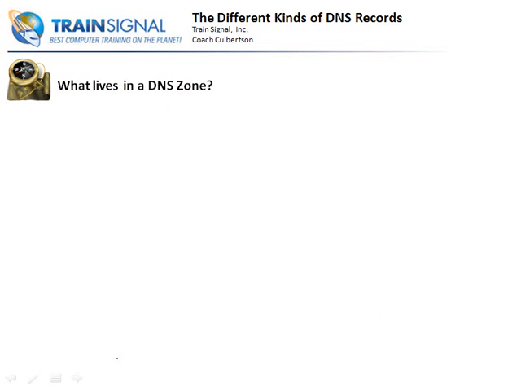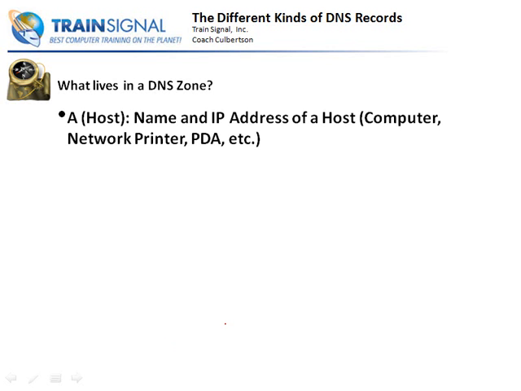Okay. All right, I'm going to talk to you about the DNS records, and then we're going to go over to our DC2 server in GlobalMantics that we built. I'm going to show you all the stuff that I've been talking about so you can see what it looks like. Now, first of all, what lives in a DNS zone? Well, we start off with A records. Now, an A record, also known as a host record, basically provides us with the name and IP address of a host. And that host might be a computer, might be a server, might be a network printer, a PDA, whatever. Anything that is on your network.